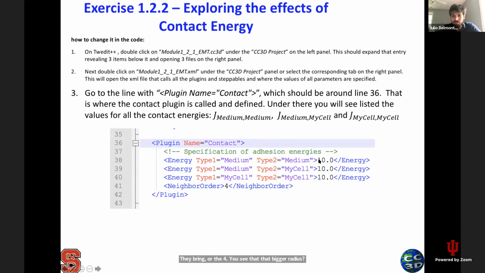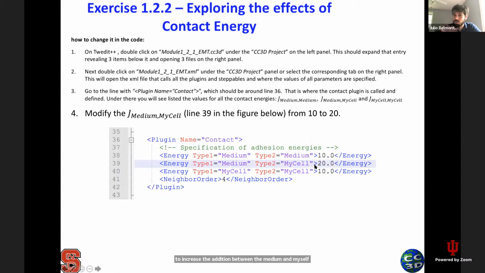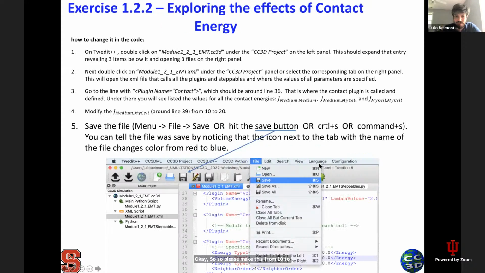Okay, so the first one here, you don't care. You want to increase the interaction between the medium and micelles from 10 to 20. So let's change that to 20. Once you change that, save your simulation, and then you can hit play again in the simulation. So please make this from 10 to 20 and save.